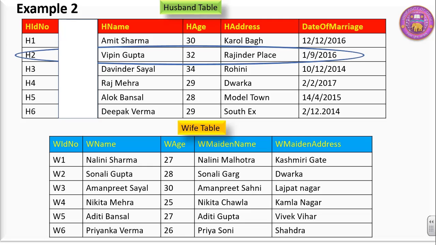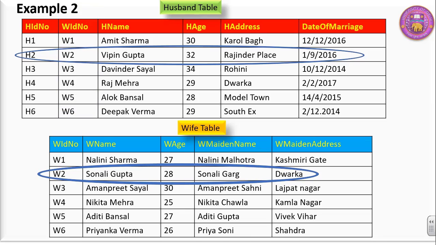Let's take up the case of H2, husband ID number, and the name is Vipin Gupta. Let's take up the case of W2, that is Sonali Gupta. Now we have one more particular field in the husband table, and in the husband table we find that in the record H2 there is a field W2. It means this particular record can be connected only to one particular record of wife table, and that is W2. Husband 2 is married to W2. Husband 2 cannot be connected to any other record of wife table. So again, this is a case of one-to-one relationship.